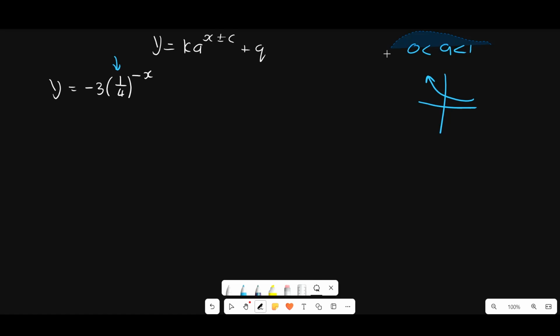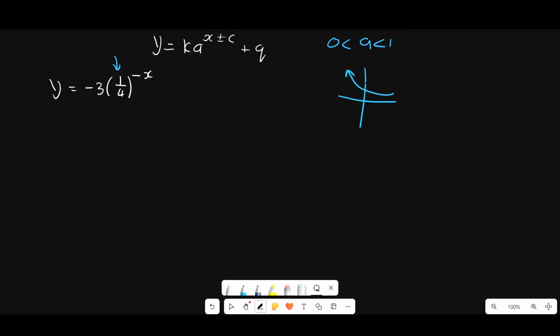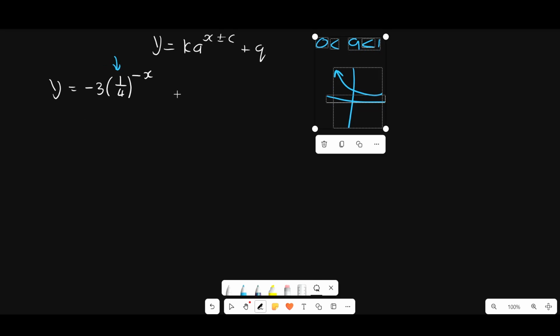Okay, so make sure that whenever you're trying to sketch the graph of an exponential function that is given in this form, try to make sense of the function first before sketching it. So in this case we have our function looking like that. Okay, we have identified my function as that.